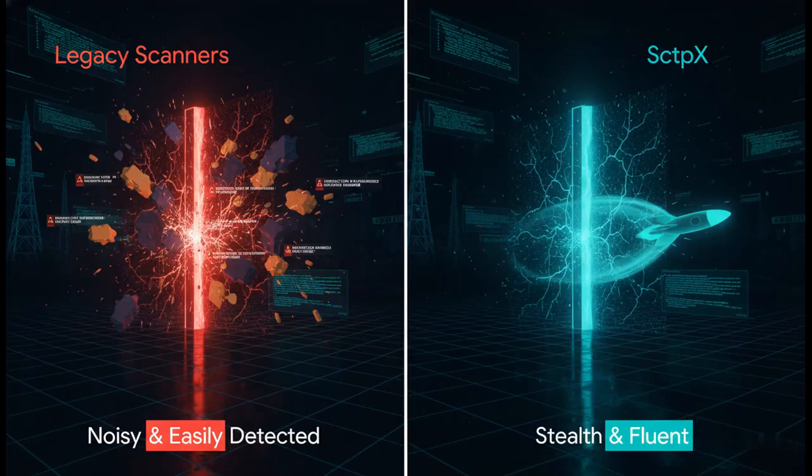Just look at this comparison. It's pretty stark. On one side, you have the old-school legacy scanners. They really struggle. They can't handle the complicated state machines of SCTP. They're super noisy, so firewalls spot them a mile away, and honestly, they just don't understand the protocol very well. But SCTPX? It's the complete opposite. It totally gets the state machines, it's built to be stealthy, and it does this really deep protocol analysis. It's like bringing a specialist to a job that general tools just can't handle.